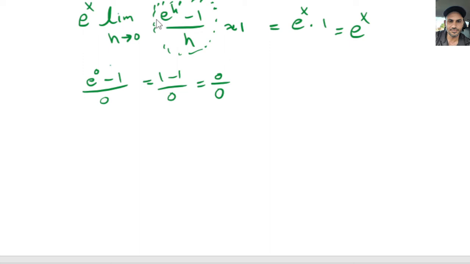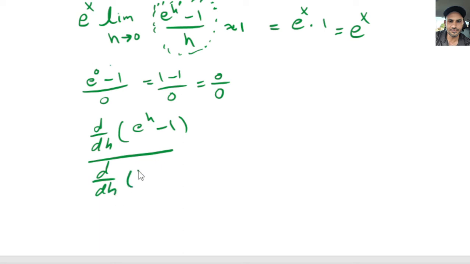So if we take the derivative of the function, we're going to take the derivative of the upper part and the lower part. So I'm going to take d over dh of e to the h minus 1 divided by d over dh of h. Okay, so we just learned that the derivative of e to the x is just e to the x.